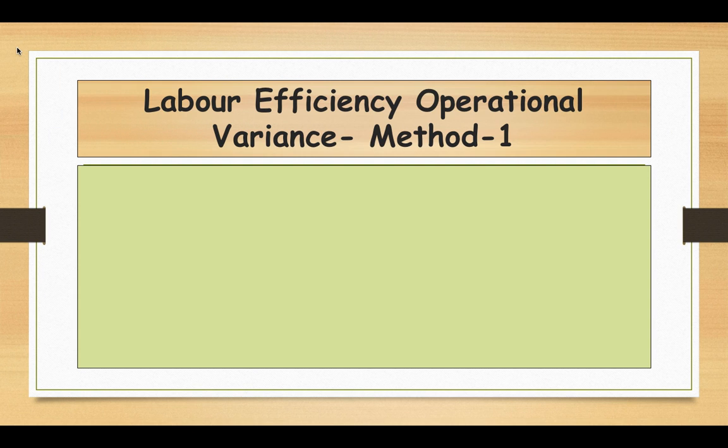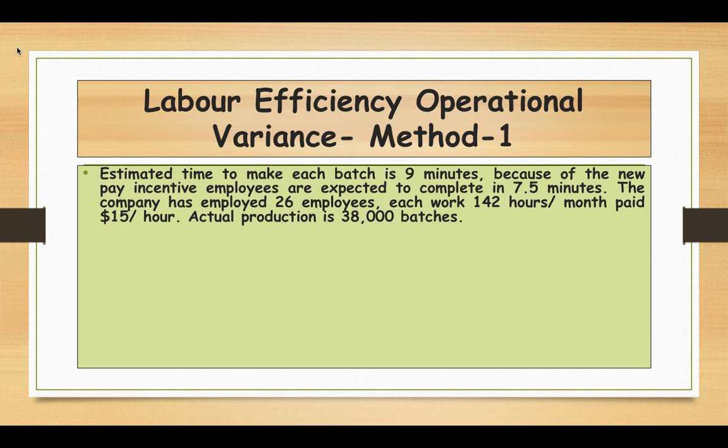We are going to calculate labor efficiency operational variance under method 1. So again, we look at the data. Estimated time to make each batch is 9 minutes. Because of the new incentive, employees are expected to complete in 7.5 minutes. The company has employed 26 employees, each worked 142 hours per month, and they're paid $15 per hour.